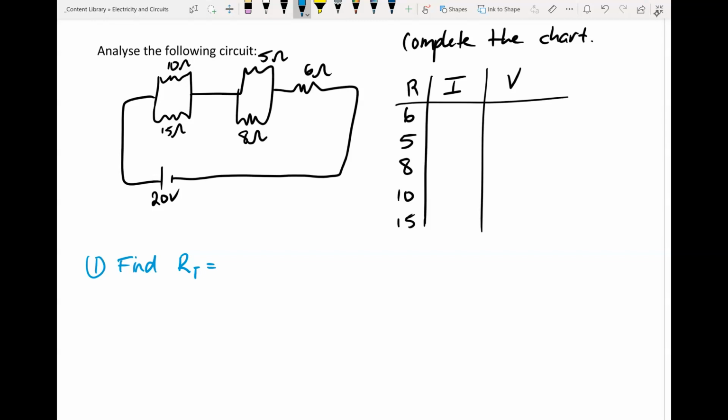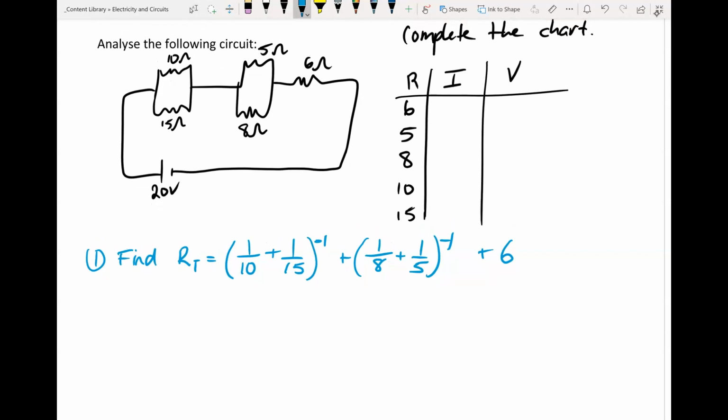6 ohms. So in the last lesson, we learned how to find the resistance of a parallel pair in the circuit. And it's going to be the reciprocal, so 1 over 10 ohms plus 1 over 15 ohms from our first parallel pair, and then we inverse that. Then we have another pair, which is 5 ohms and 8 ohms. And inverse that. And lastly, we have the 6 ohms that is not in a parallel, but it's in a series.